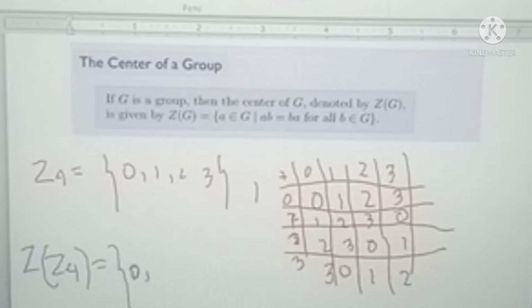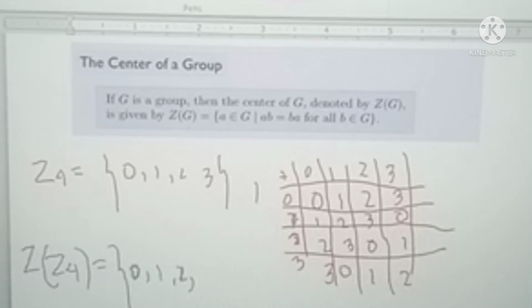Then how about 1? 1 plus 0 equals 1, then 0 plus 1 equals 1. So they commute, so 1 is included. 1 plus 2 equals 3, then 2 plus 1 equals 3. So they commute as well. So 2 is included too. How about 3? 3 plus 0 equals 3, then 0 plus 3 equals 3. As the definition says, AB is equal to BA. They commute, so meaning 3 is included.